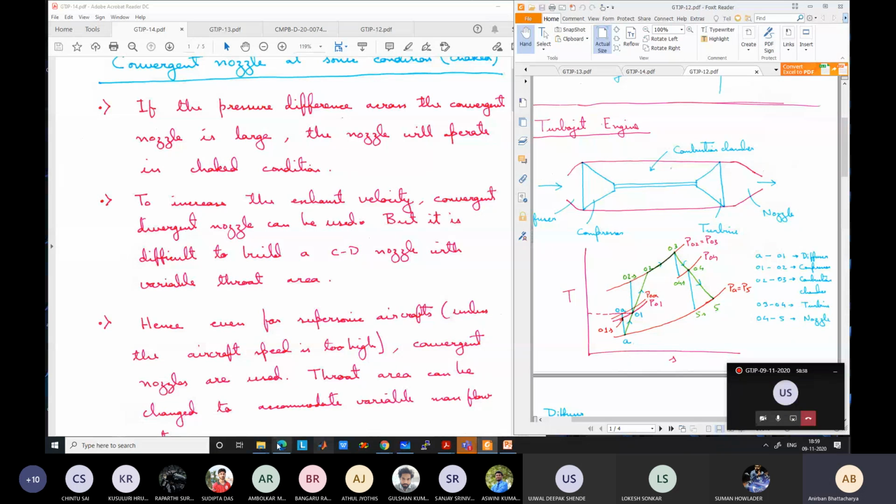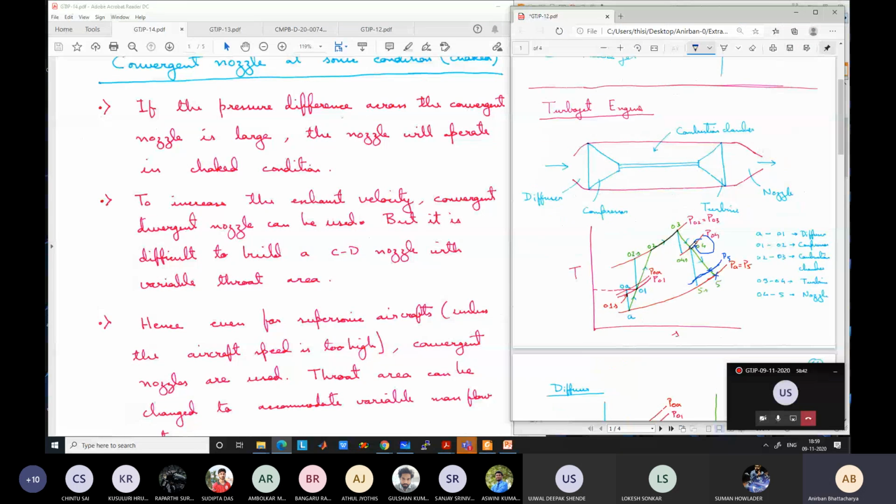from this 0.4 to 0.5. We would not have stopped at the critical point, because in the divergent part we could have expanded up to 0.5. Because the change of enthalpy would have been higher, the exhaust gas velocity would have been higher, supersonic velocity, higher than the speed of sound. But we do not use convergent divergent nozzles because of these design limitations. It is very difficult to design. Only in specific cases where it is so much required do we use it.